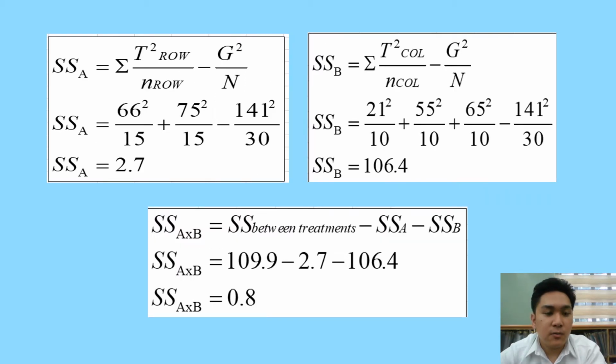So here is how we answered SSA or SSB and SSA times B. SSA and SSB have the same formula, although A is the row while B is the column. SS between treatments minus SSA and SSB is the answer to SSA times B.